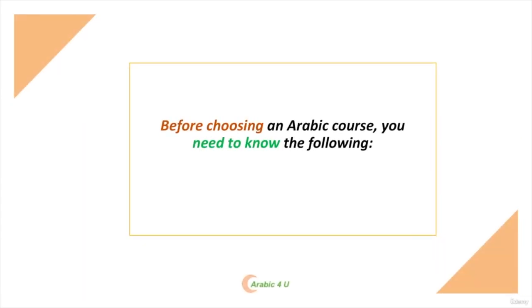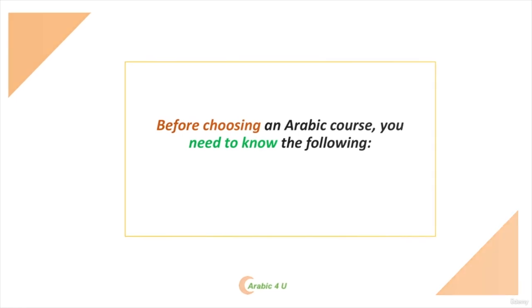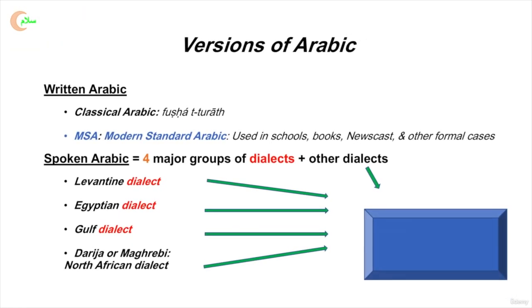Great. Before taking any Arabic course, you have to understand something that is very important, and that is that Arabic is not only one type or one version. There are many types or many versions of Arabic. There is the written Arabic and the spoken Arabic. The written Arabic itself is divided into two categories. Classical Arabic, which is the Arabic that's used in the Quran, Hadith, and also in 7th to 9th century literature.